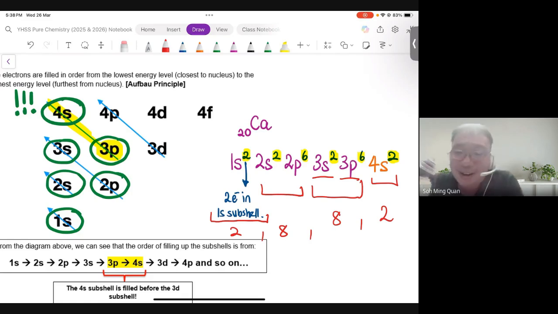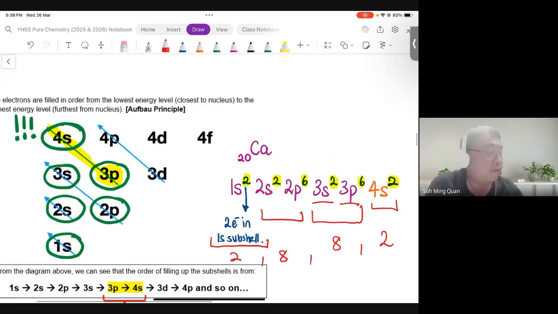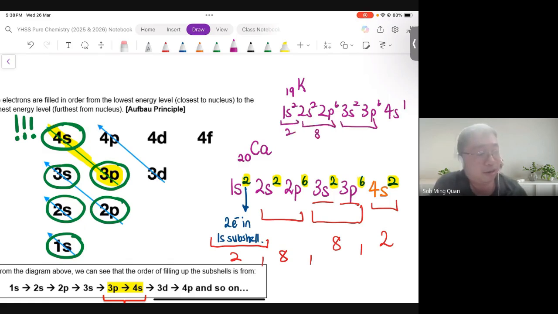That's why in Sec 3, we taught you 2, 8, 8, 2. The reason why this works in Sec 3 is because we stopped at calcium. We didn't go on to the subshells. Now, this is how we write the electronic configuration at O level, 2, 8, 8, 2. And at A level, you will write 1s2, 2s2, 2p6, 3s2, 3p6, 4s2. Now, what if the final subshell is not completely filled? For example, if you only had 19 electrons, potassium, it will be 1s2, 2s2, 2p6, 3s2, 3p6, 4s1. That's why it's 2, 8, 8, 1.